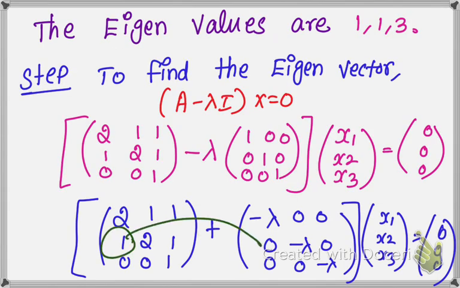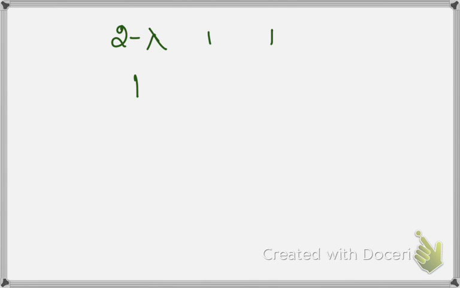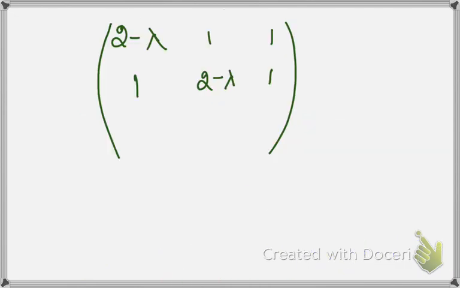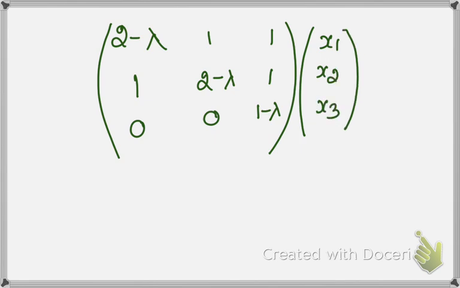Similarly, here you are adding 1 plus 0, 1. 2 minus lambda is 2 minus lambda. Again, 1 plus 0 is 1. So, 1, 2 minus lambda and 1. The last row also: here 0 plus 0, 0. Here 0 plus 0, 0. Here 1 minus lambda, you get 1 minus lambda. So, 0, 0, 1 minus lambda, times x1, x2, x3 equal to 0, 0, 0.